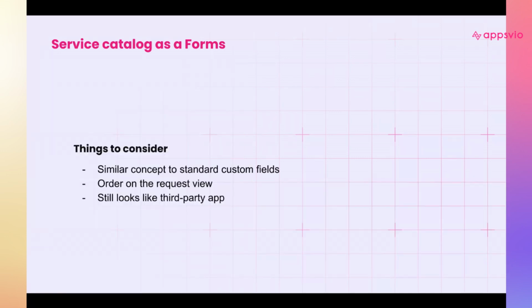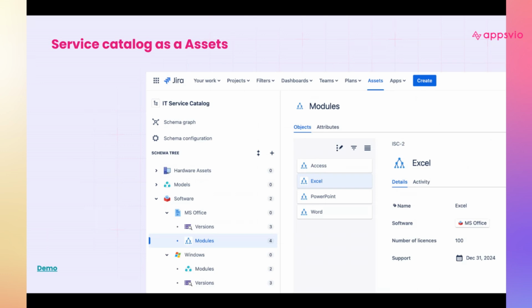The next is service catalog as assets. A very nice approach to create a service catalog is assets custom fields. I like it because assets can be managed by a dedicated team. They don't have to be Jira admins. It's a very scalable solution. Adding new services, disabling old services is very simple.